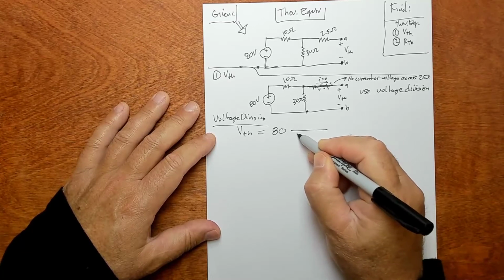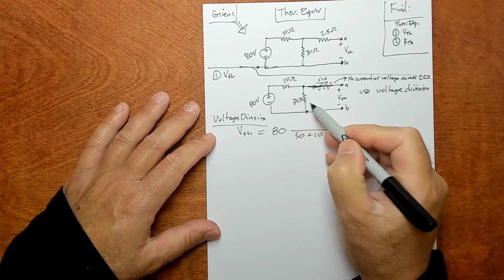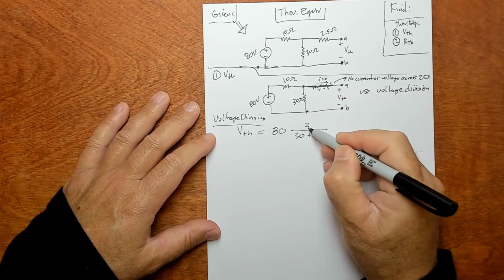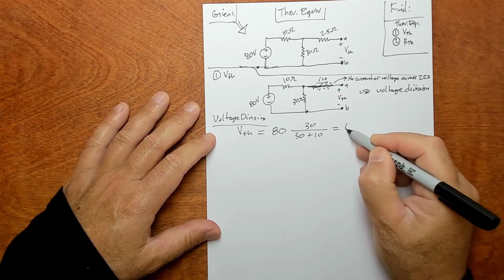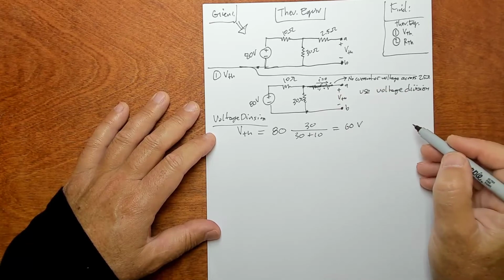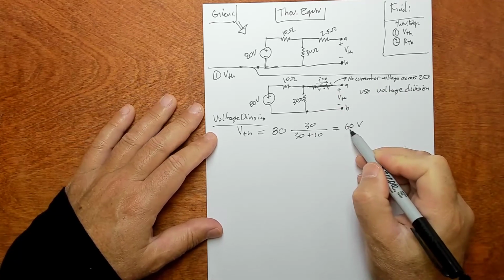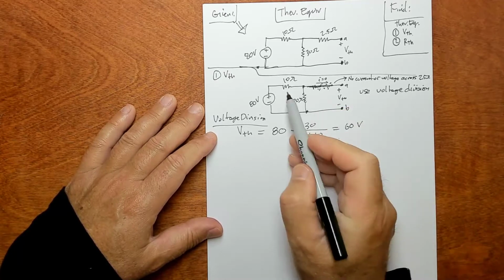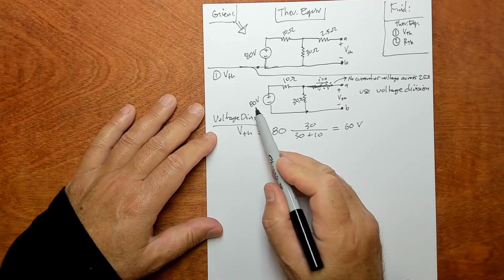For voltage division, you put both resistors in the denominator, and the resistor of interest, 30, in the numerator. That's the equation. The voltage division equation works out to be 60 volts. Let's double check: there's 60 volts across here, so there must be 20 volts across here to sum to 80 volts.